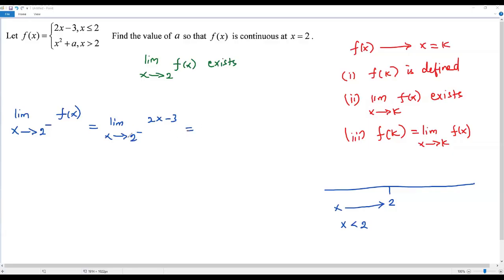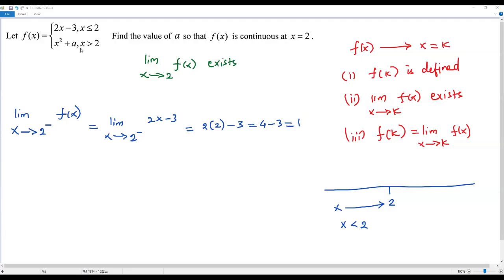Now in the next step, we can plug in 2 for x. Then I'm getting 2 times 2 minus 3, which is 4 minus 3 equals 1. I have evaluated the left side limit as x approaches 2 for the function f(x). Its value is just 1.